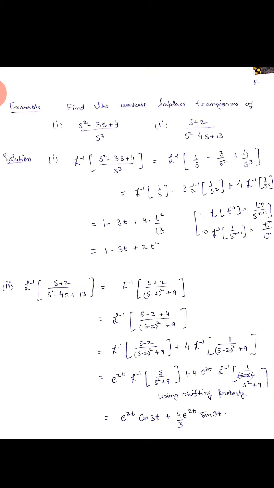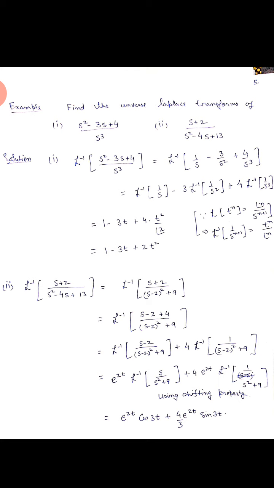So if you use the shifting property, I can write it as e raised to the power 2t L inverse of s over s square plus 9 plus 4 times e raised to the power 2t L inverse of 1 over s square plus 9. So this I am writing using the shifting property.